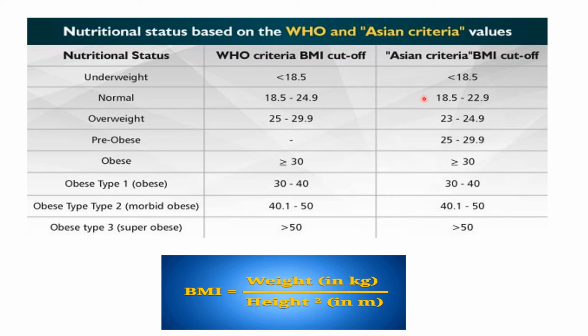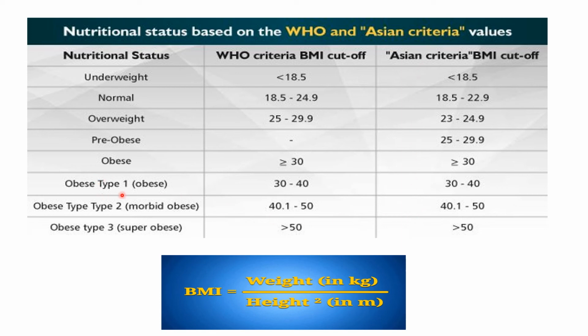But the Asian criteria say that nowadays these values are considered for Indians. If the BMI falls between 18.5 and 22.9, they are considered normal. If it is 23 to 24.9, they are considered overweight. And 25 to 29.9, they are considered pre-obese. But this is not there in the WHO criteria. So we should follow this only for Indians.